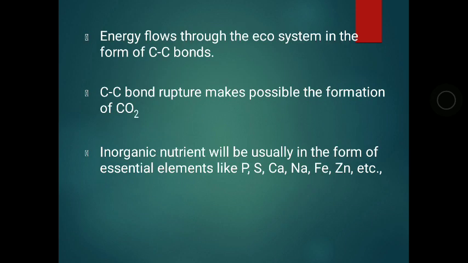Energy flows through the ecosystem in the form of carbon-carbon bonds. Carbon-carbon bond rupture makes possible the formation of carbon dioxide. There is a very small amount of carbon dioxide present in our atmosphere, I think it is 0.038% out of 100%. Around 72 to 73% is nitrogen, and 21% is oxygen. It was not so previously, as I showed you in the video where plants produce oxygen and let out the excess oxygen. Millions of years ago the amount of oxygen was less than 21%. Now it is 21%, by which we are sustaining our life.